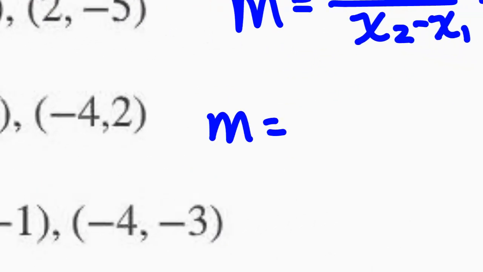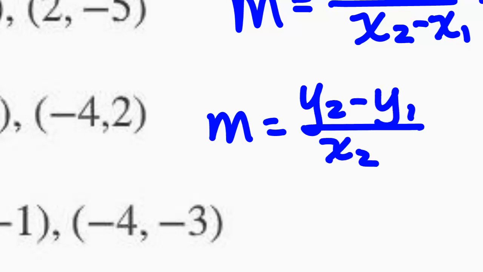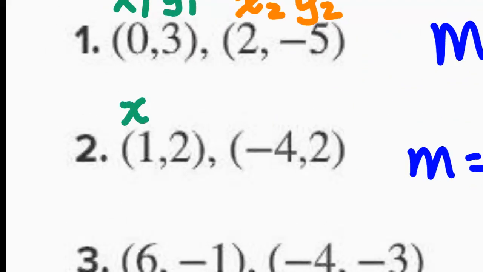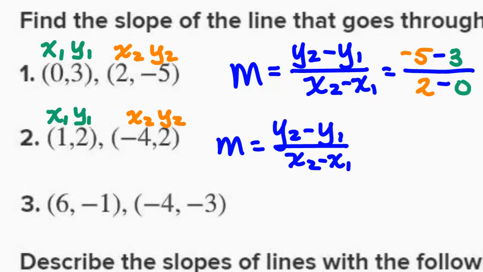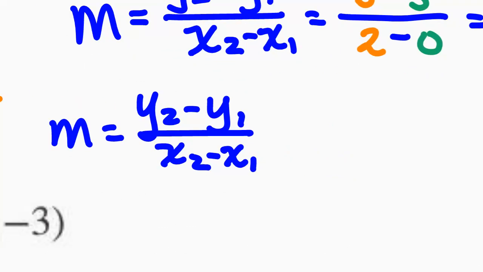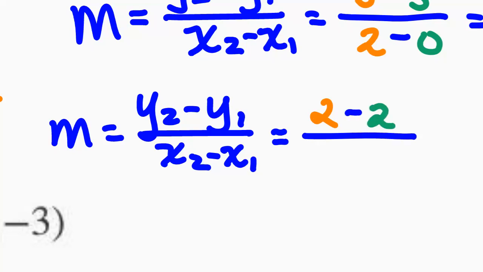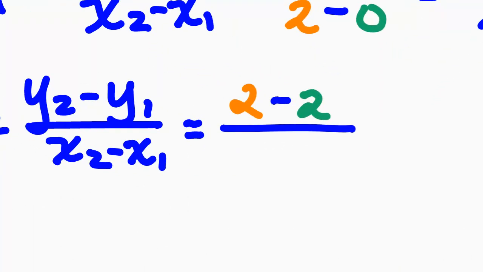Same thing on number 2. Slope is y2 minus y1 over x2 minus x1. So we're going to label our x1, y1 and x2, y2. Does it matter which one you call x1, y1 and which one you call x2, y2? No. So if you flip it around the other way, you're still going to get the exact same simplified answer. Up in the numerator, we have 2 minus 2. And down in the denominator, we have negative 4 minus 1.